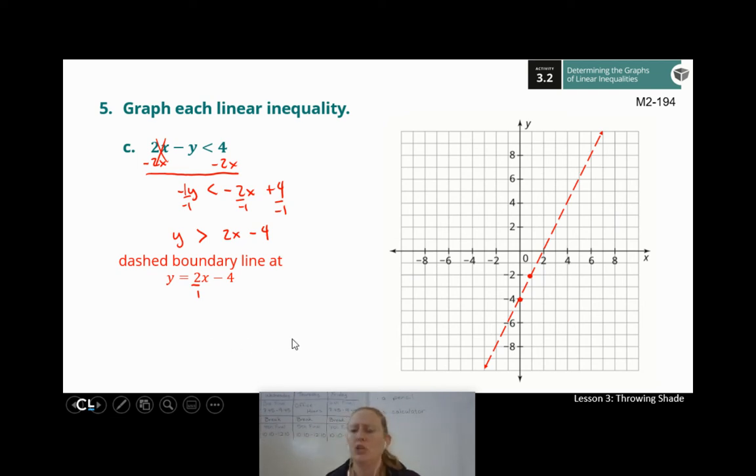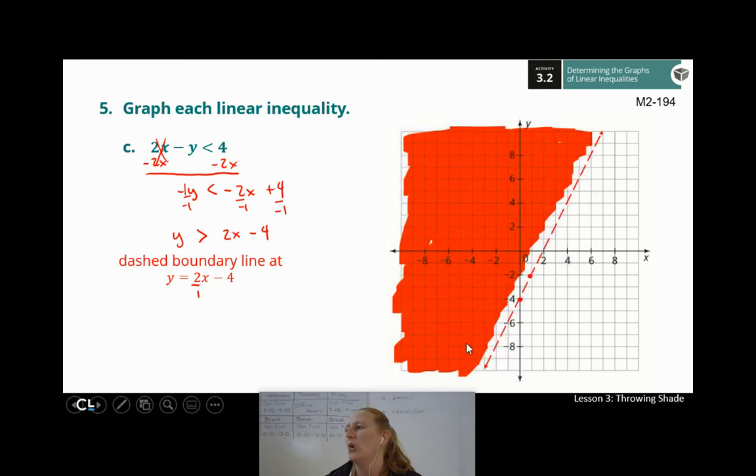Lovely, wonderful, beautiful. And of course, I need to know which half plane I should shade, the upper half or the lower half. This says y is greater than 2x minus 4, so I need to shade everything that's greater than my boundary line. So this means my solutions are all up here, all this shaded half plane. That's where my solution is. Yay!